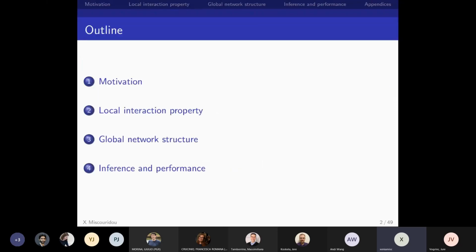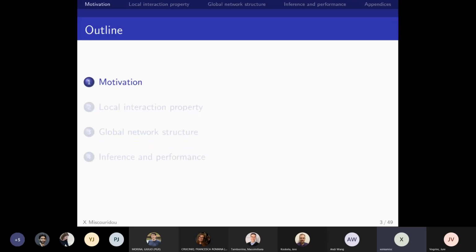So my plan is the following. I will start giving some motivation about the exact problem and setup I'm interested in. Then I'll focus on two different aspects. The first one is the local properties that I care to model, so between any two people. And then the global properties. Global in my case is a whole graph, so it's a picture of a graph in time. And then I will explain how we perform inference in this setting, always Bayesian, and how good this is. How does it perform?